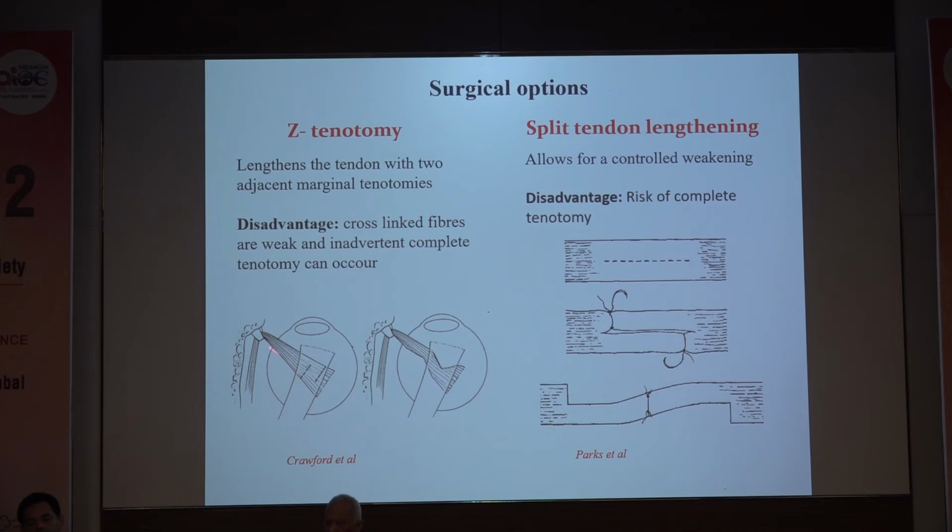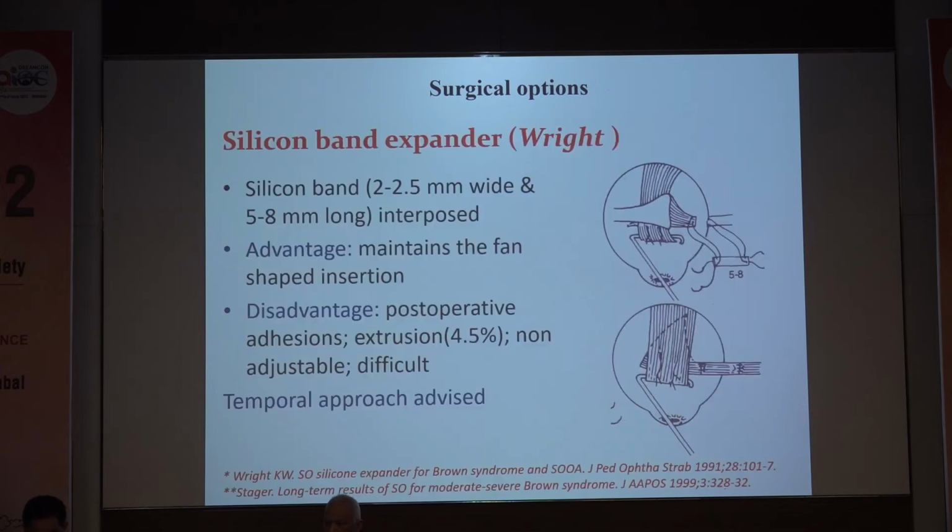So all the other surgeries, the Z tenotomy or the split tendon lengthening, are a little away from the insertion, and you can lengthen the tendon accordingly. Wright described the silicone band expander, which lengthened the tendon. Invariably, the problem with surgery on the nasal side can be that there can be fibrosis around the band or any other surgery that you do. So it's important you approach temporally.